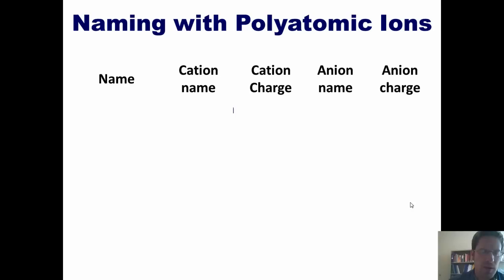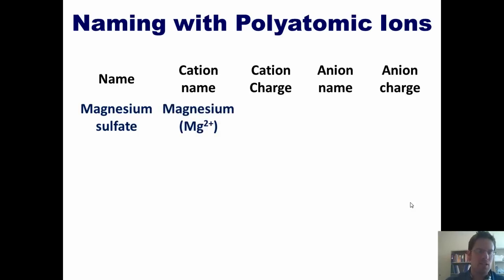So let's do another one. In this particular example, the target name for which I'm trying to devise a formula is magnesium sulfate. What's the cation in this substance? Well, it's magnesium. Its charge is +2. What's the anion? It's sulfate, which has this formula, and that anion's charge is -2.